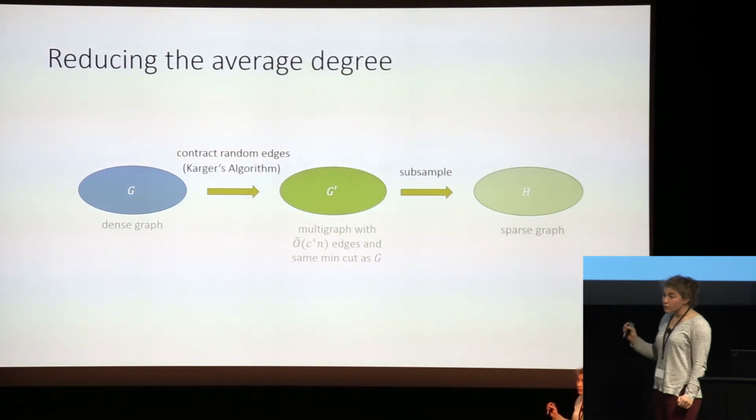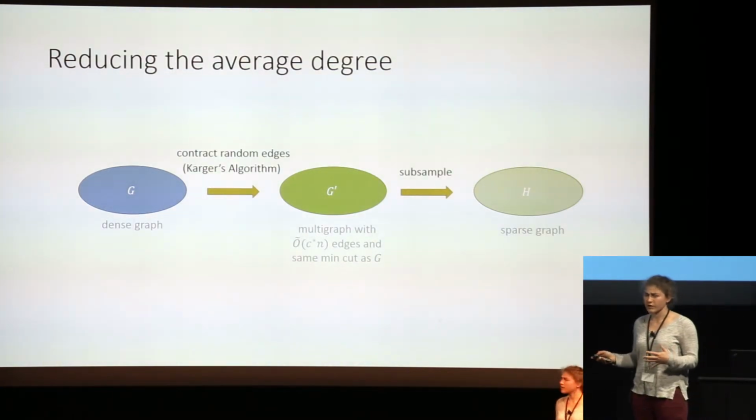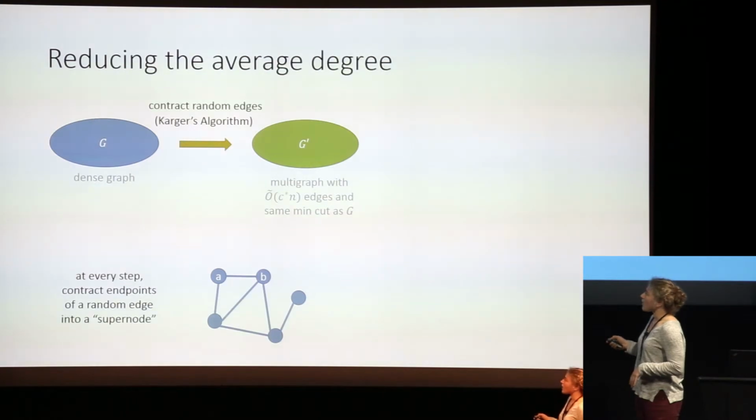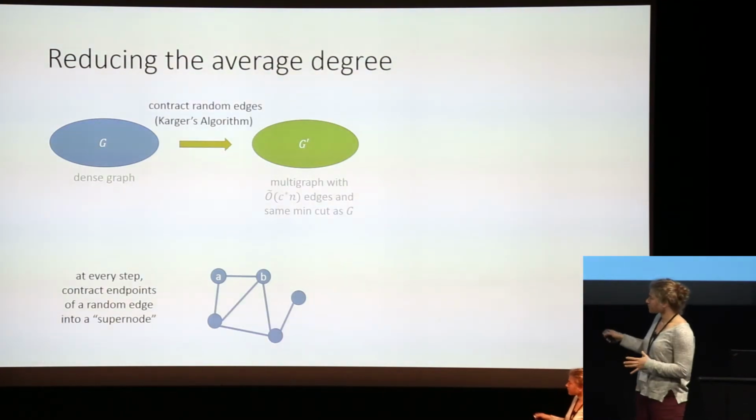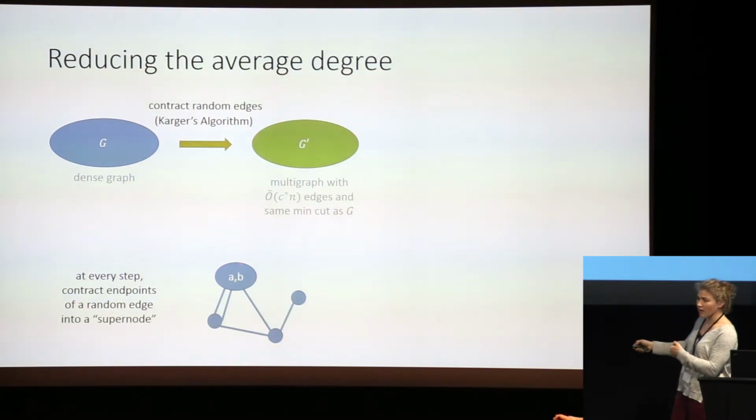So what we'll do is reduce the average degree. In order to reduce the average degree, we'll be contracting random edges until the average degree in the graph drops far enough. This is just Karger's algorithm for those of you who know it. Let me say a little bit more about this step. If I knew the whole graph, at every step I could choose a random edge and contract its endpoints into a big supernode, leaving multi-edges but getting rid of self-loops.